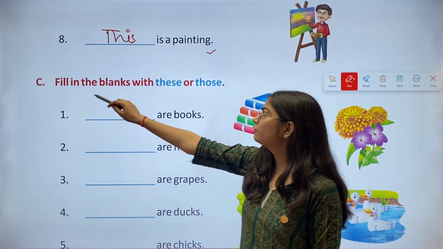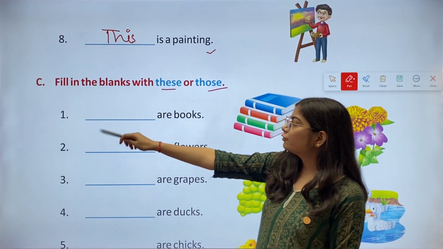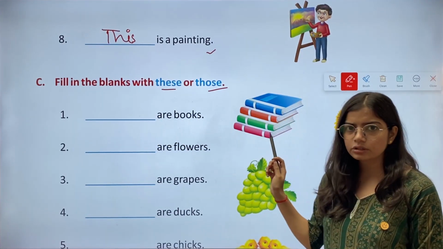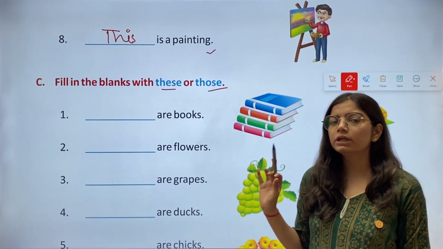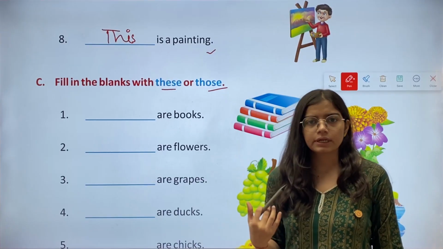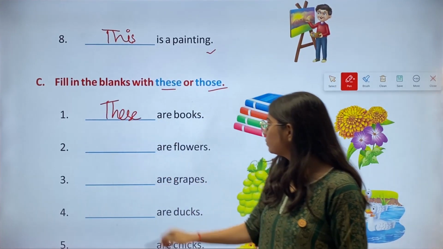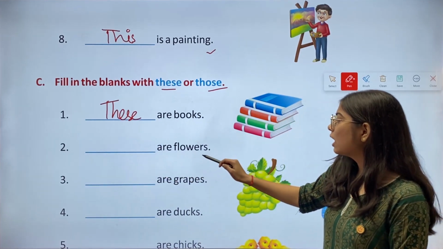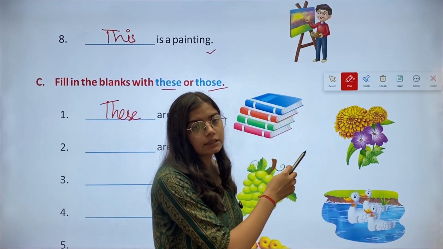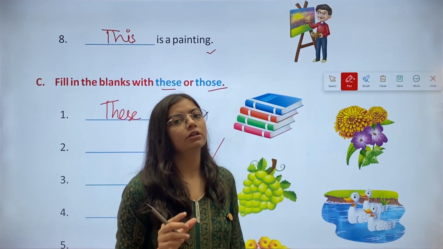Then we have C, fill in the blanks with these or those. Okay. Now first, dash are books. So here is the books. So we use the word these because these books are near to us. Then second, dash are flowers. Here are the flowers. These flowers are far away from us. So we use the word those.